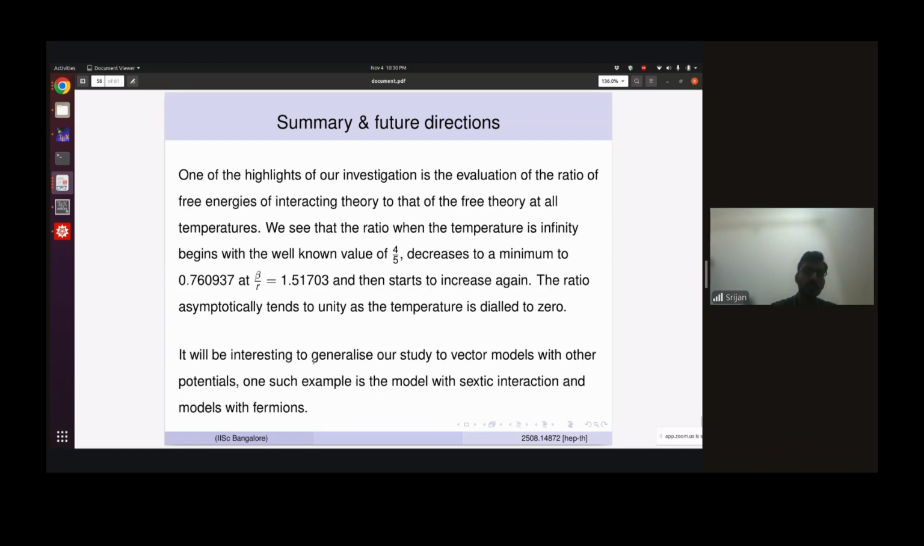So it will be interesting to generalize this study to vector models with other potentials, and one such example might be some phi^6 kind of interaction, or also models with fermions. It will be interesting to study if a similar minimum happens there.